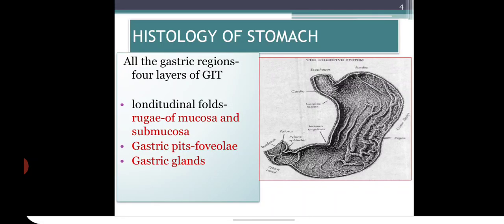Histology of the stomach follows the general plan of the histology of the GIT, having all the four layers: mucosa, submucosa, muscularis externa, and serosa. But it has some additional features. Longitudinal folds, called rugae, are longitudinal folds of mucosa and submucosa, and they present gastric pits. These are very specific features of the microscopic structure of the stomach, and the gastric glands open into the gastric pits.